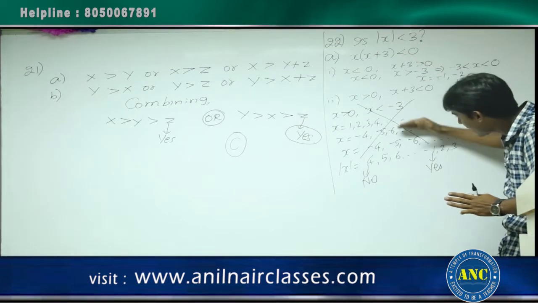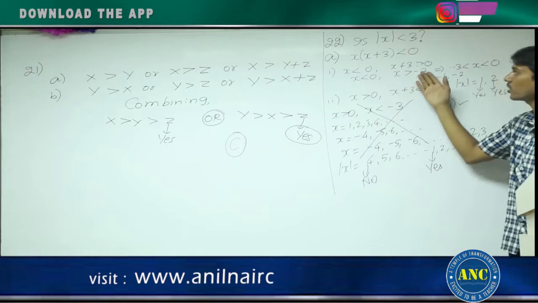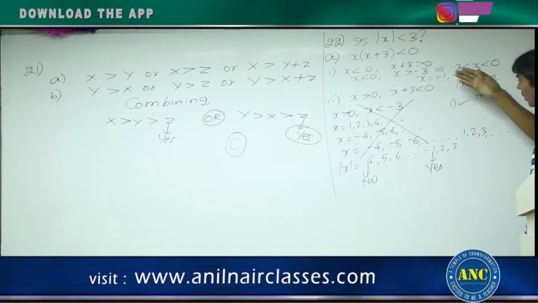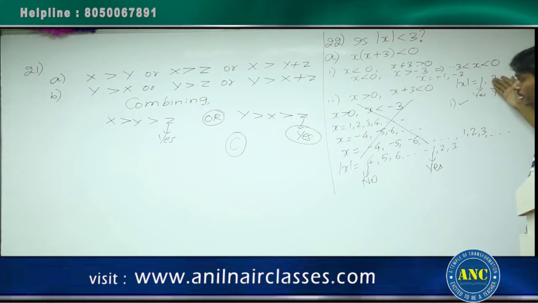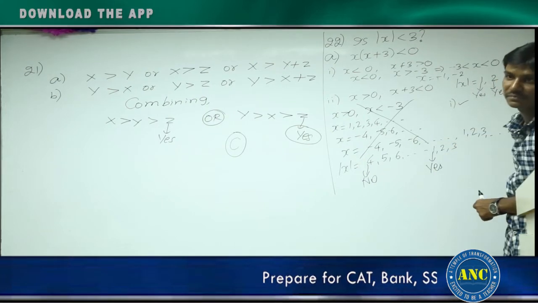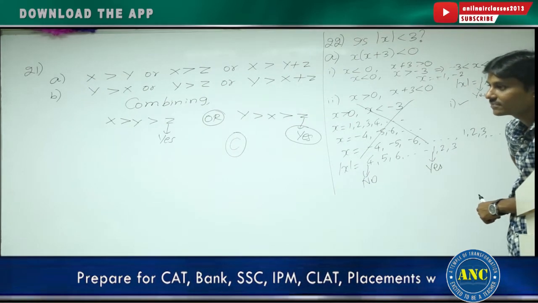These all belong to statement 1 only, still, right? This is not belonging to some other statement. Both of them belong to the same statement. This is x is equal to 1 and 2 here. Here also x is equal to 1 and 2 is coming. Why not we combine? That is my question. What will be the answer for that question? Still A will satisfy.